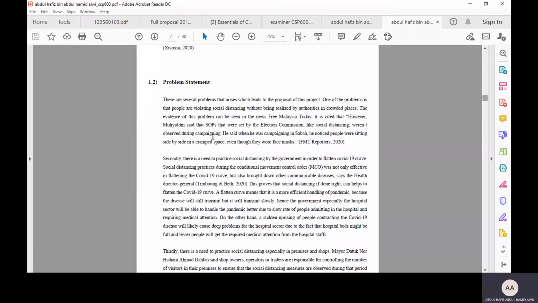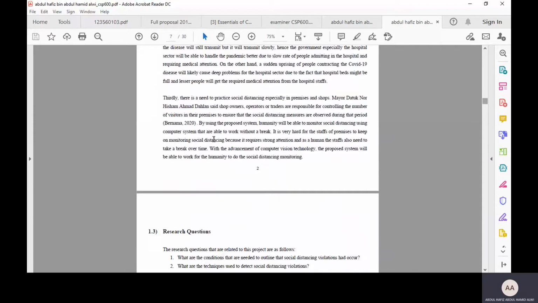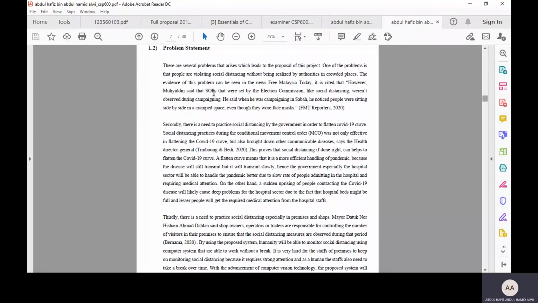For my problem statement, there are three problem statements. The first problem statement: people are violating social distancing in crowded places without being noticed by authorities. This is one of the first problems, and this is what causes the disease to spread more.